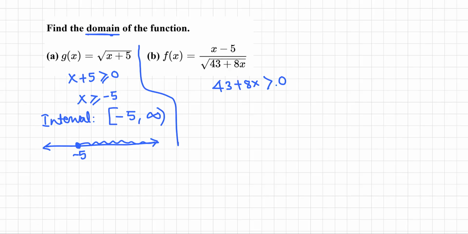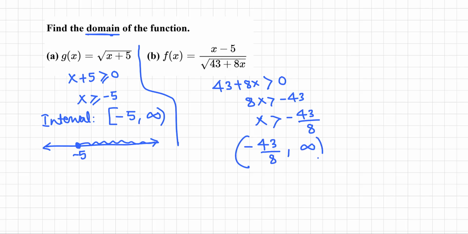Solve for x, subtract 43 from both sides, divide by 8, so x is bigger than negative 43 over 8. Okay, that's the domain, all reals bigger than negative 43 over 8. And if you want to write in interval form, negative 43 over 8, okay, this is not inclusive, so parenthesis, and all bigger number means infinity. Okay, in number line, somewhere, I don't know, here, negative 43 over 8, and all the way to infinity. Final.